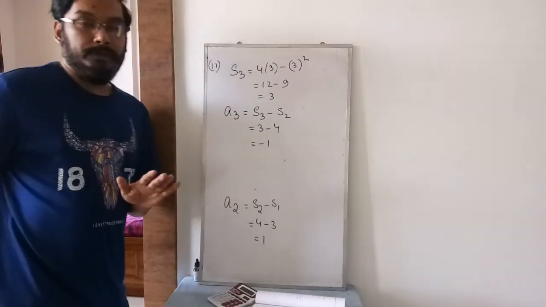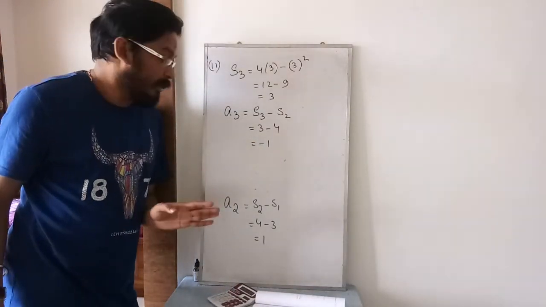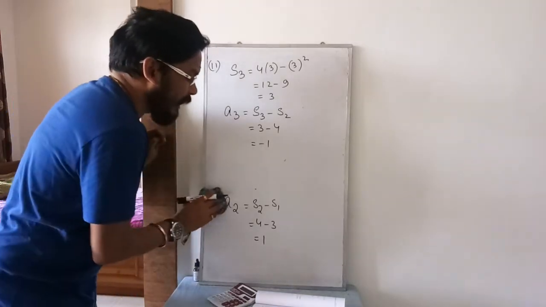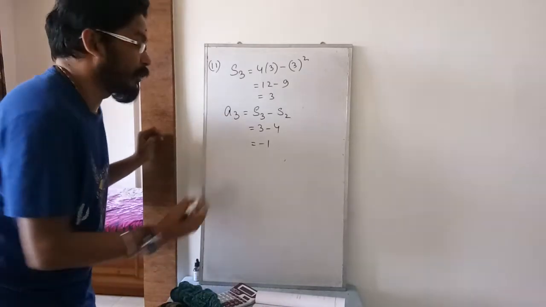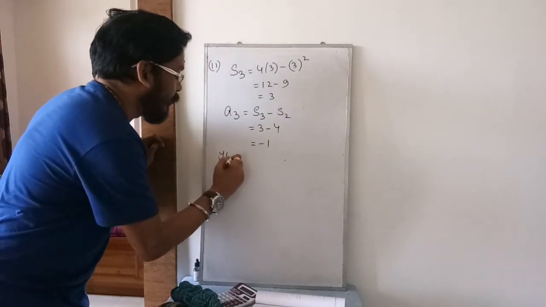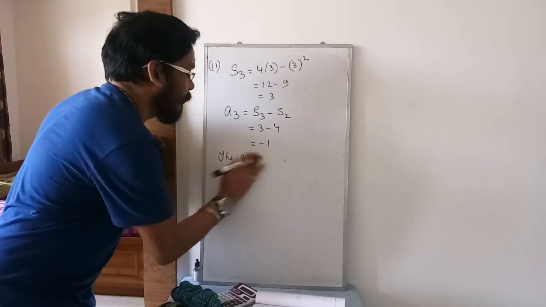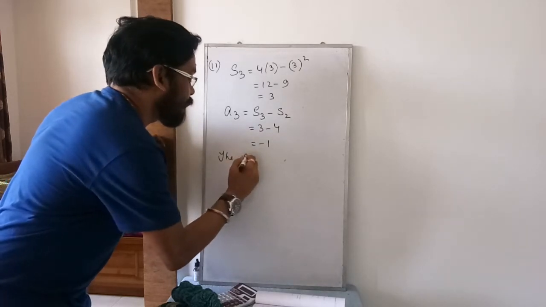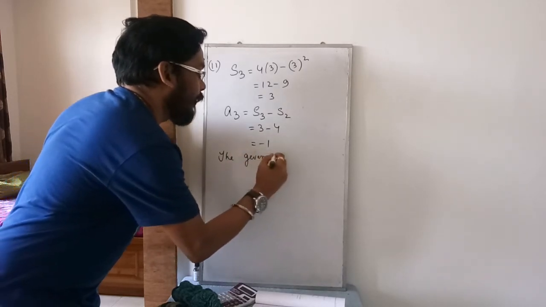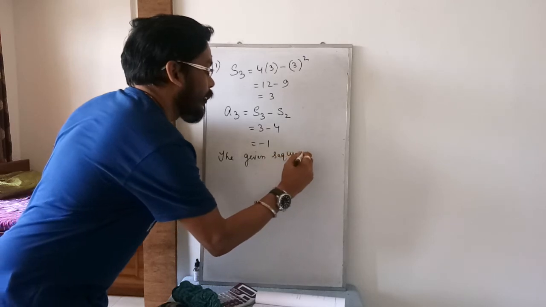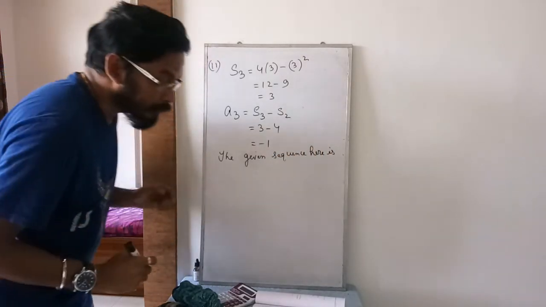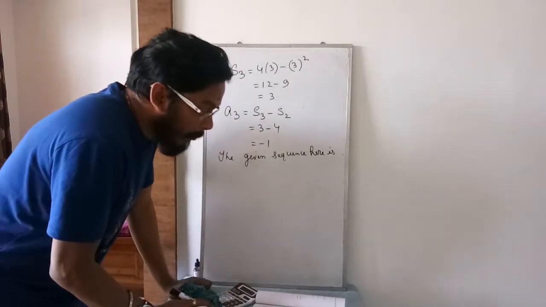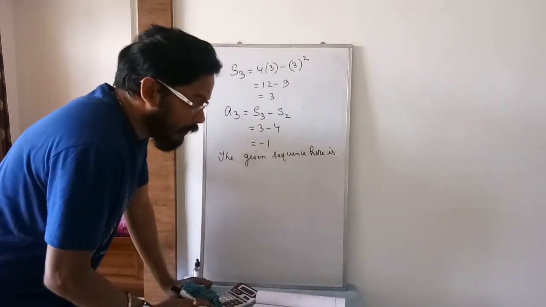Okay. So you got the first term, second term and third term, so you can easily write the sequence here. To find out the rest, let me form the sequence. The given sequence here is, what was my first term? My first term was 3.